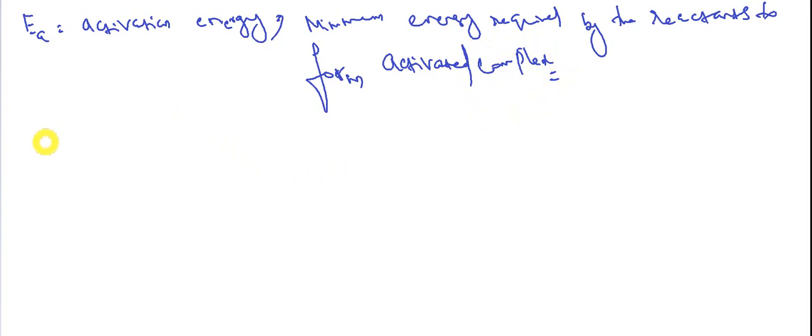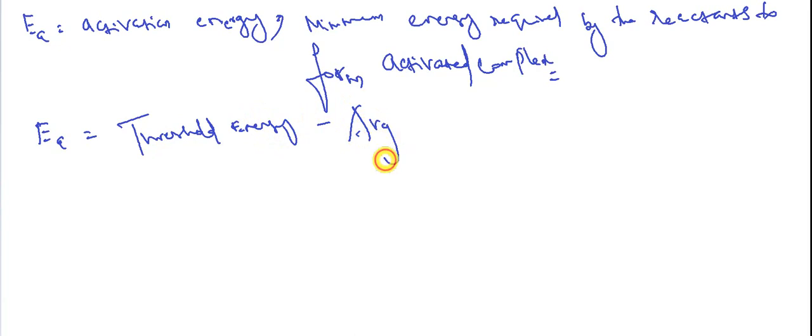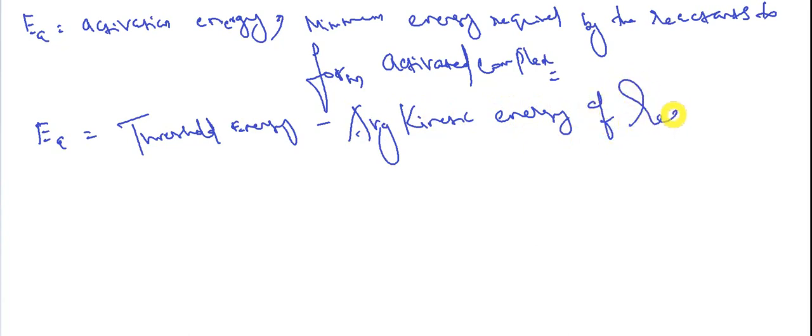So this can be written as EA is equal to threshold energy minus average kinetic energy of reacting molecules. Right? So this is also most important.